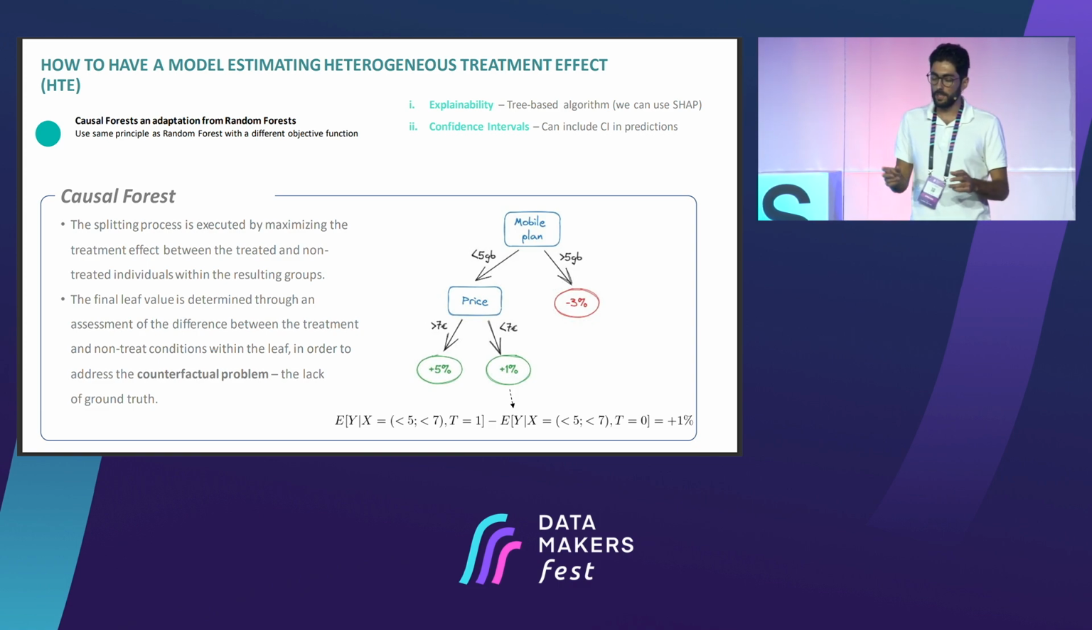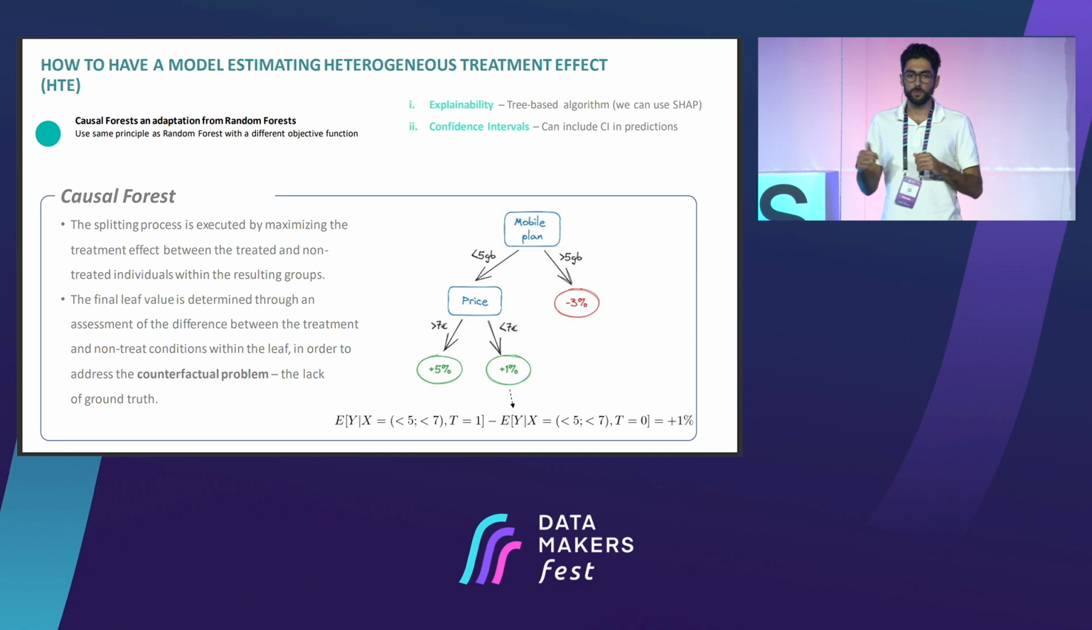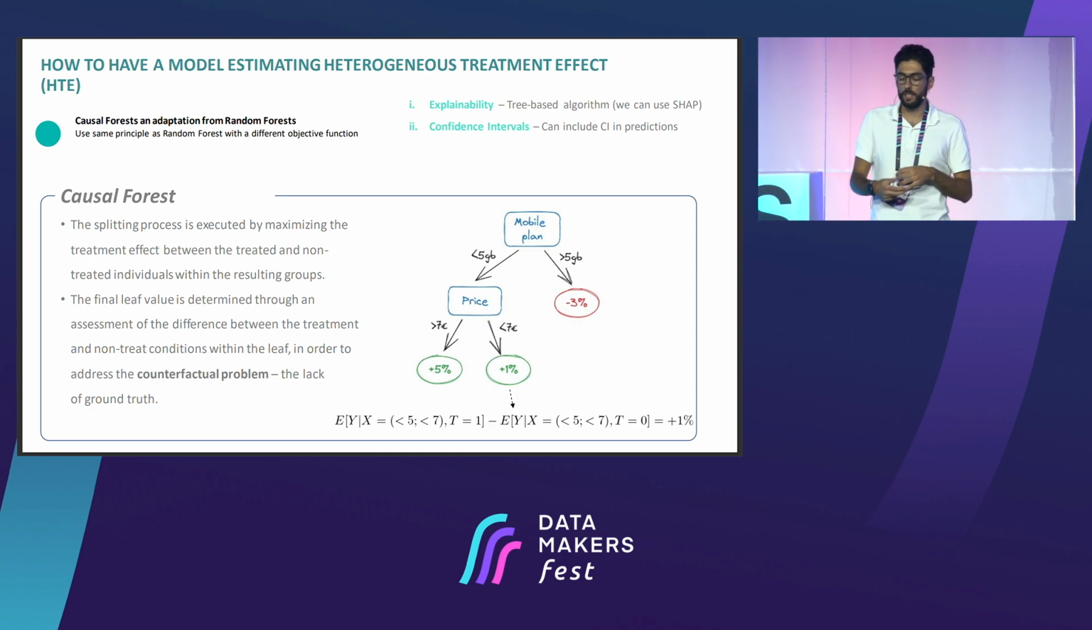Instead of splitting the branches, for example, trying to maximize the information gain, we try to maximize the treatment effect between the treated and not treated individuals in that group, and the final value of the leaf of the tree is calculated based on the difference between the treatment and not treatment conditions within that leaf. That is needed because of the counterfactual problem, which is the lack of ground truth. This counterfactual problem is the main problem and the main difficulty of the causal inference problems.